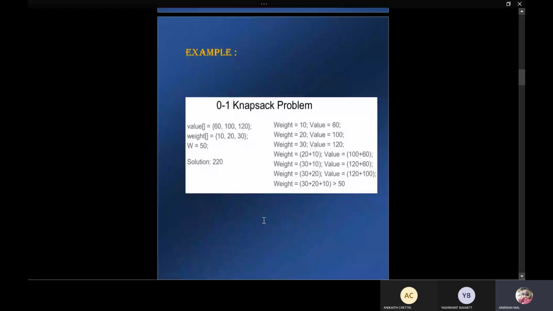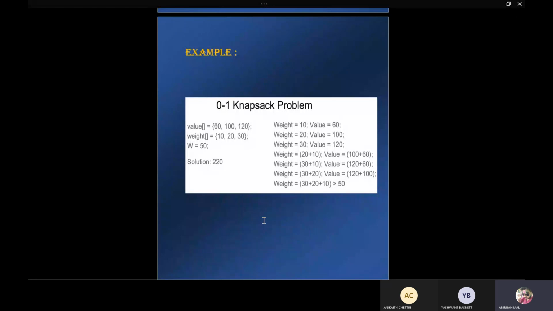There is a set of values which is 60, 100, and 120, and there is another array called weight, which is 10, 20, and 30, and the maximum limit of weight is 50. So here are different methods to extract the maximum value out of these weights.